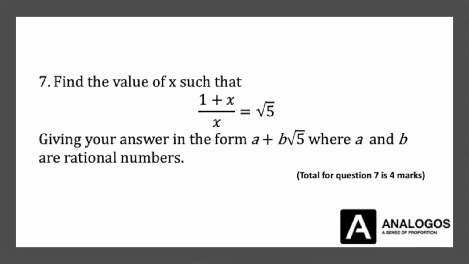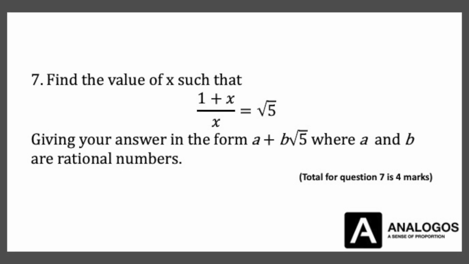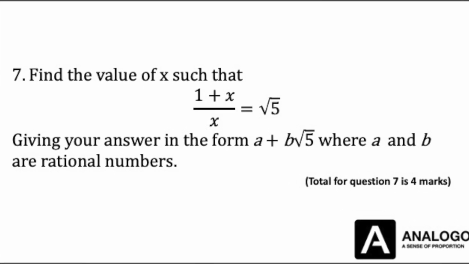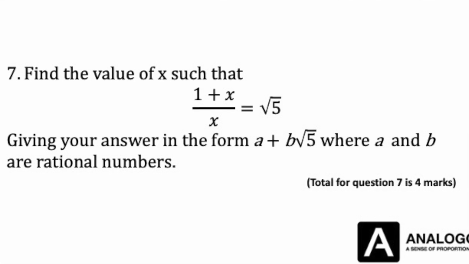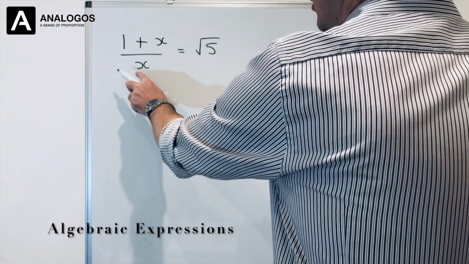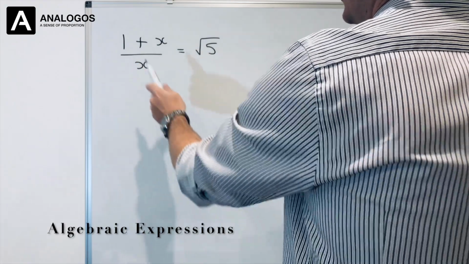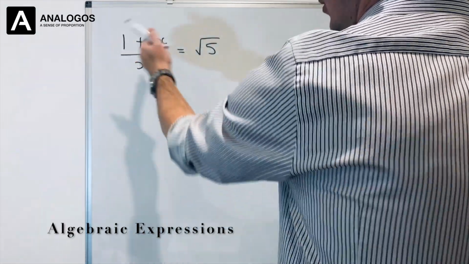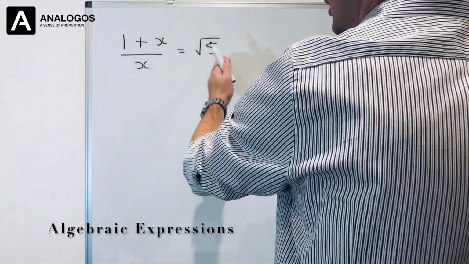Okay, so the next one. Find the value of x such that (1 plus x) over x equals root 5, giving your answer in the form a plus b root 5, where a and b are rational numbers. Okay, so you want to get rid of the x on the denominator. To get rid of this x on the bottom, you want to do the opposite. The opposite of division would be multiplication, but you have to do the same to both sides.